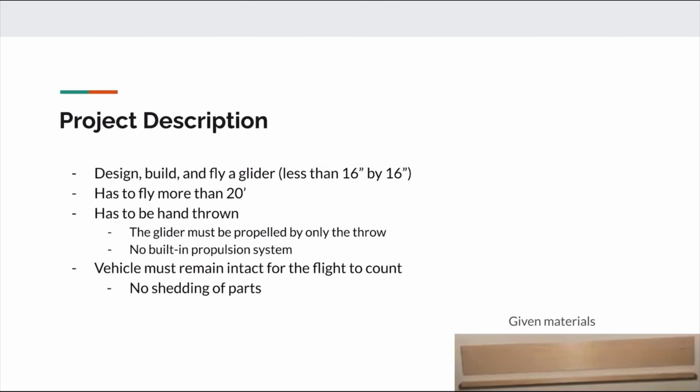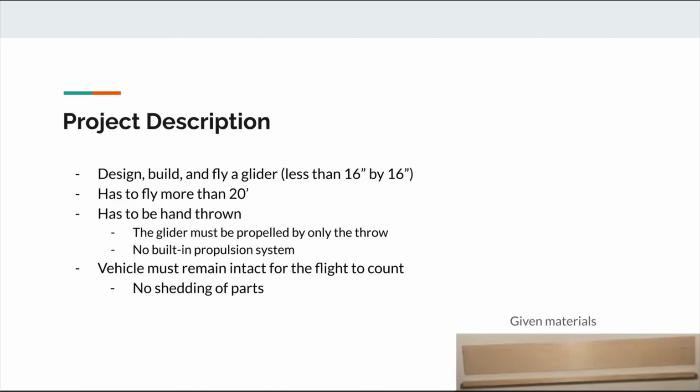First, let's start with the project description. We were required to design, build, and fly a glider that was less than 16 inches by 16 inches and it had to fly at least 20 feet. It also had to be hand-thrown. The glider could be propelled only by the throw, which meant that there couldn't be a propulsion system built into the glider. The glider also needed to remain intact for the flight to count. The given materials are shown on the bottom right.